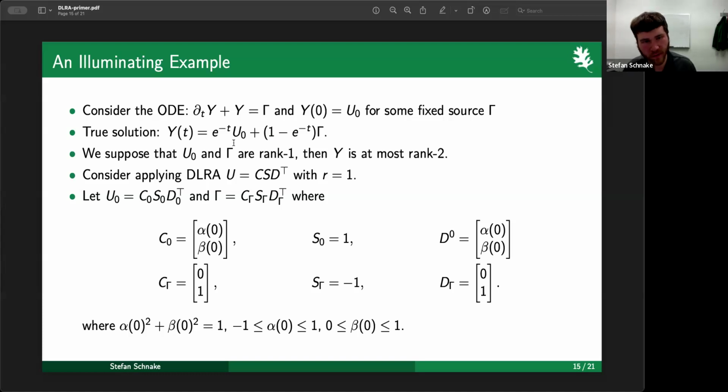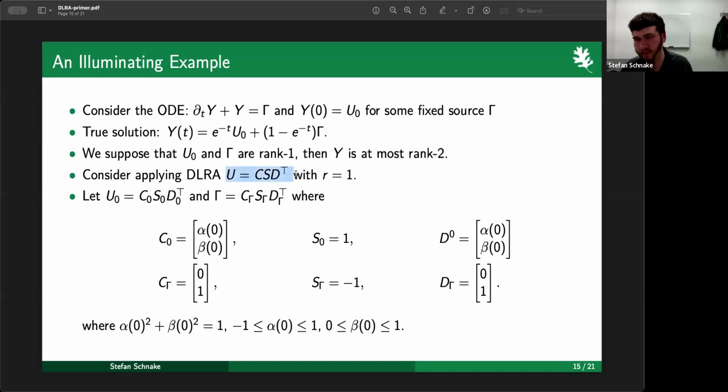We're going to suppose that both the initial condition and the equilibrium gamma are both rank 1. Then at most, this is rank 2. If these happen to have the same basis functions, then you would stay on a rank 1 object, but at most they can be rank 2. And we're going to consider applying, so again, very simple equation, we have an explicit representation of the solution.